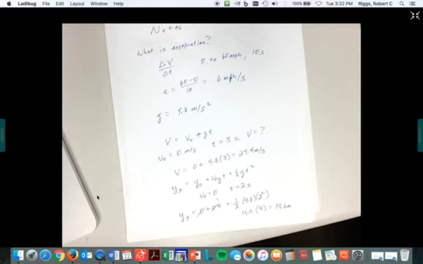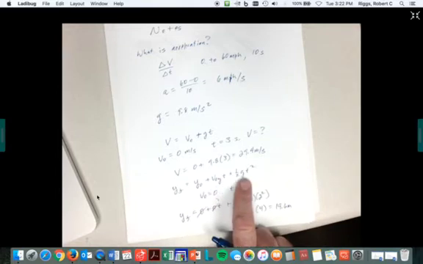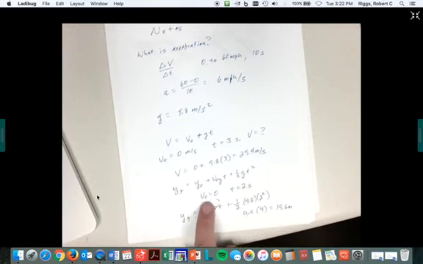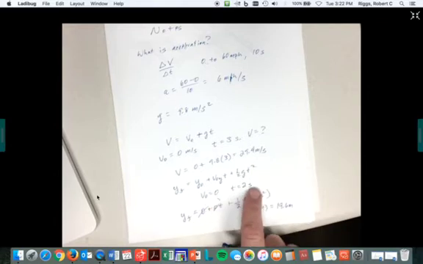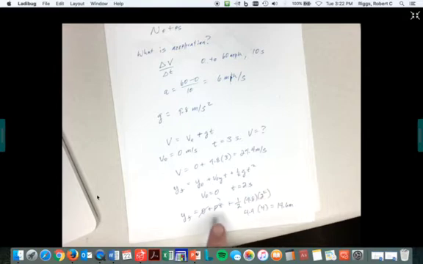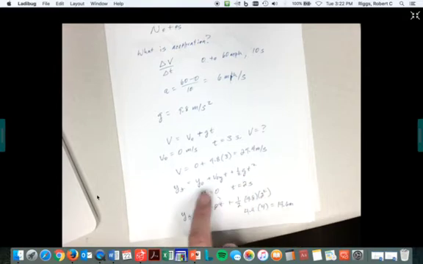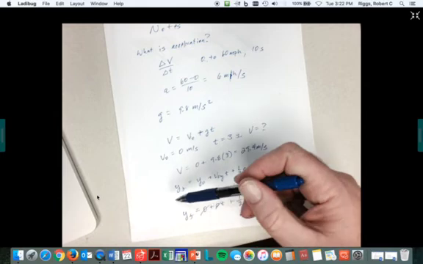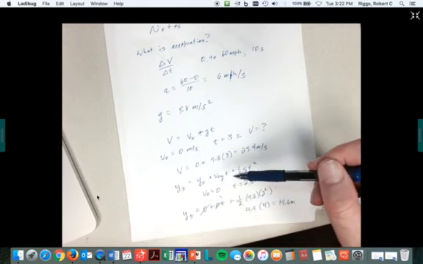y final is equal to y naught plus v naught y t plus 1/2 g t squared. v naught is equal to 0 and t is equal to 2 seconds. Okay, so v naught is 0 and t is 2 seconds. And so I just plug these numbers in to find out how far something fell. In other words, what we're doing here, how far did it fall in 2 seconds?